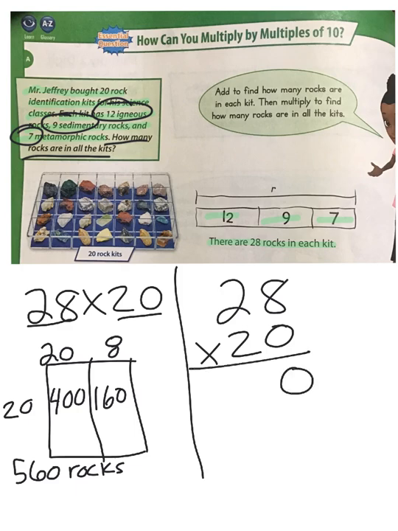First, we're going to just drop the 0. Then we're going to multiply our tens place times our ones place. So 2 times 8 is 16. Put your 6, regroup your 1. 2 times 2 is 4, plus 1 is 5. We will get 560 rocks.